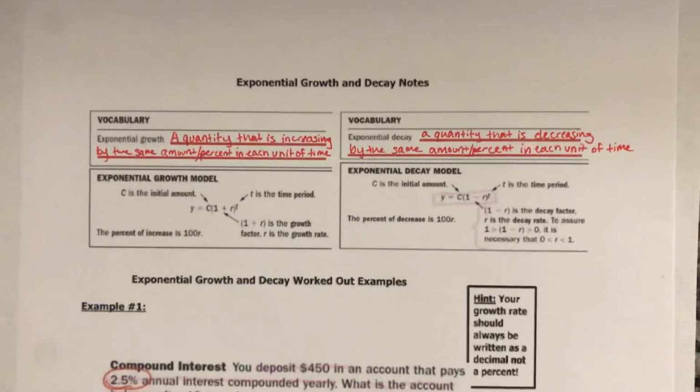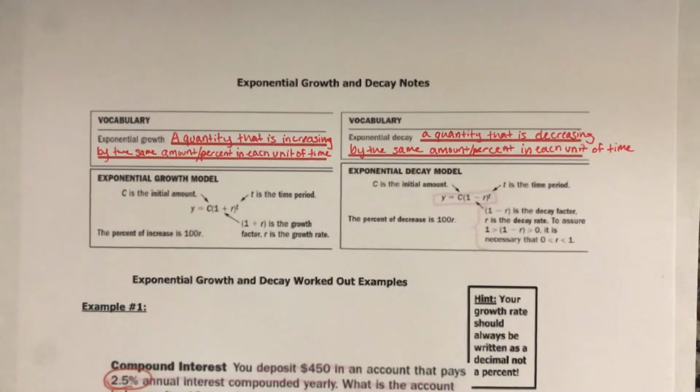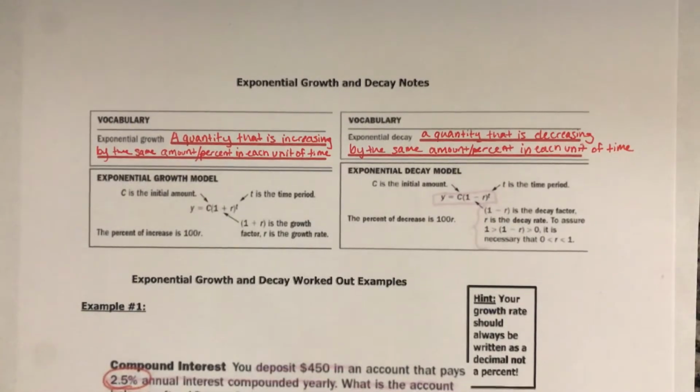We are looking at exponential growth and decay. I will take you through the notes, so I have a blank copy in front of me. If you are taking notes on your own or you have the copy printed out, you are welcome to follow along with me. I have the exact notes we're looking at from 4.3 for Algebra 2.